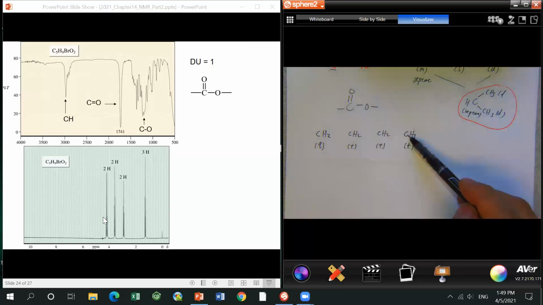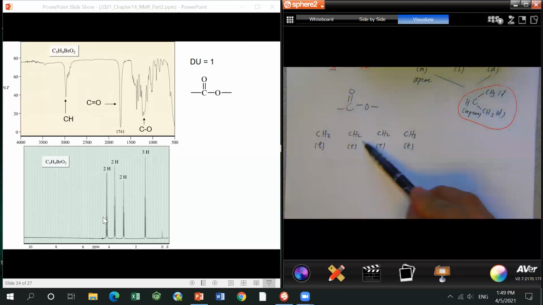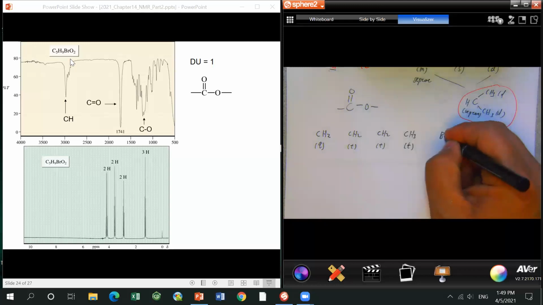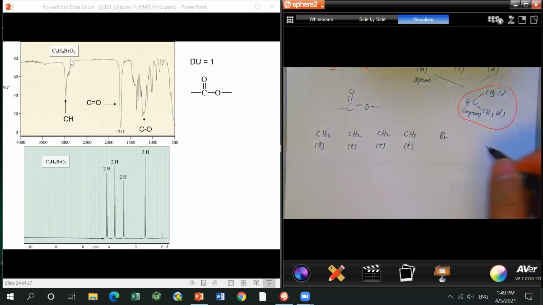So 5 carbons, and then hydrogen. So that's 4, and then 5 was 9. 9 carbon, 5 hydrogen, 2 oxygen, and 1 bromine. So here we have all the fragments. So the following thing: how do we combine the fragments together? That's hard thinking, how to merge them together.